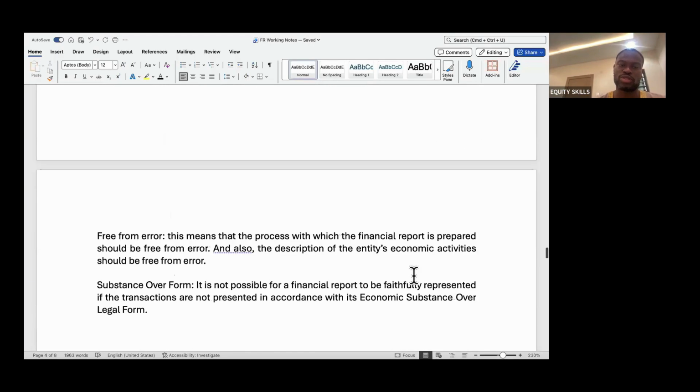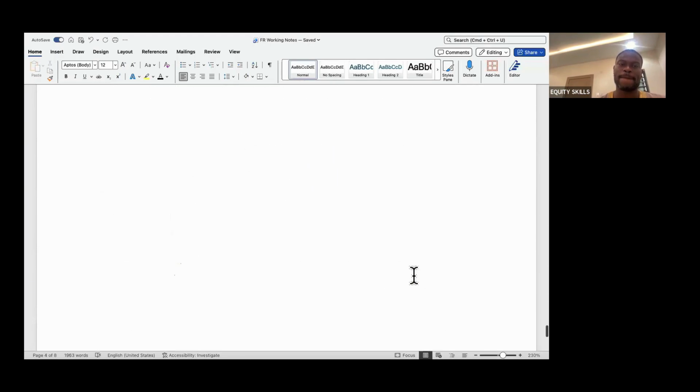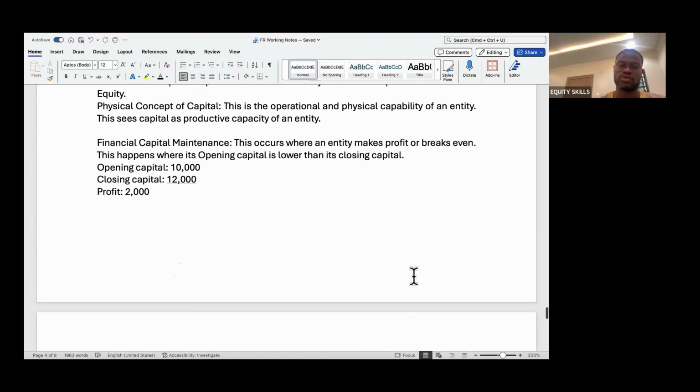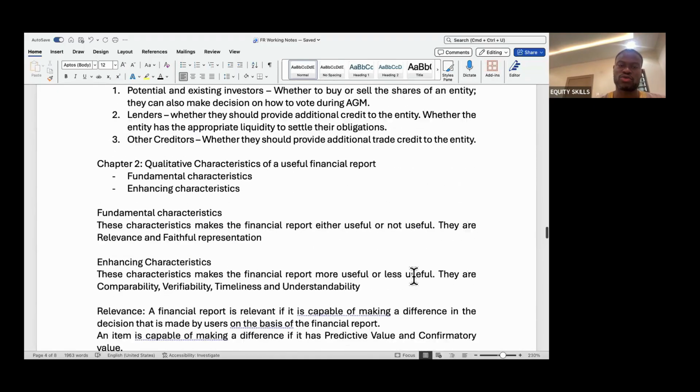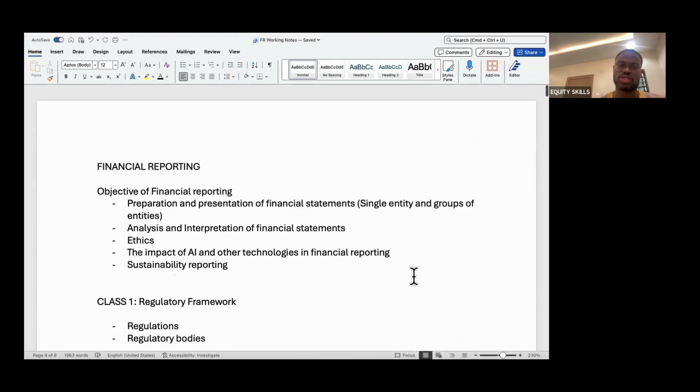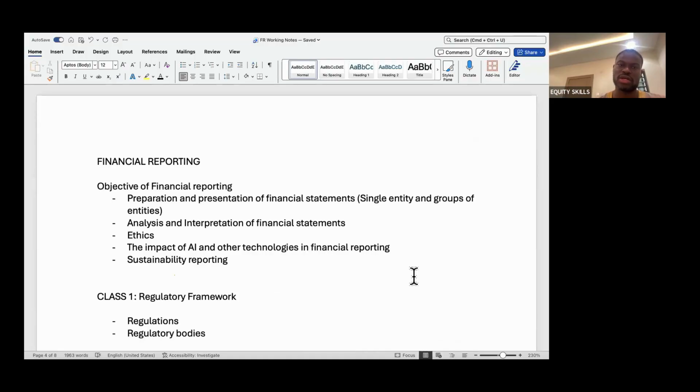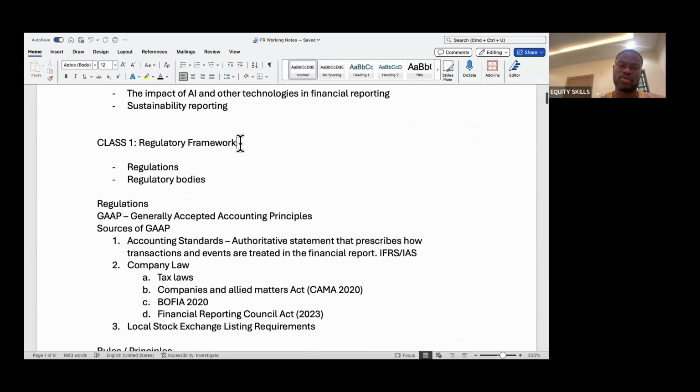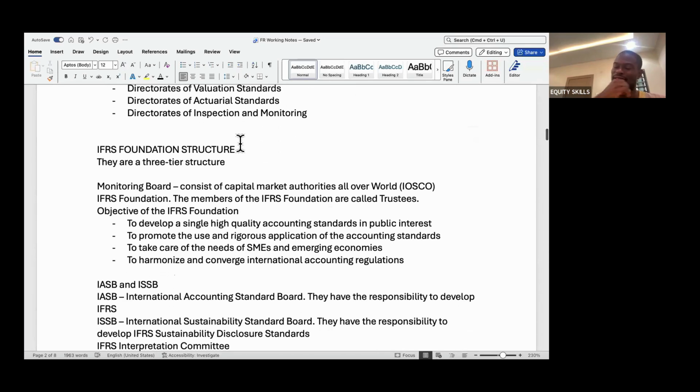So I'm done with topic 2, right? The best thing for us to do is to solve past questions on these 2 topics. Let's look at our past questions and see all the questions they have asked on the regulatory framework and conceptual framework, and solve everything, maybe from 2018 to date. That's what we're going to do in our next class before we go to the next topic.